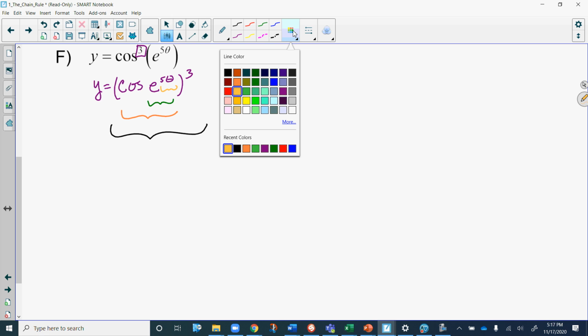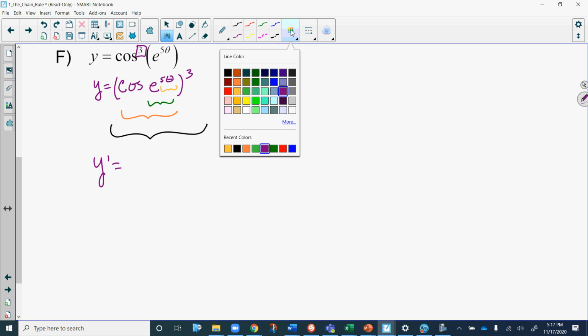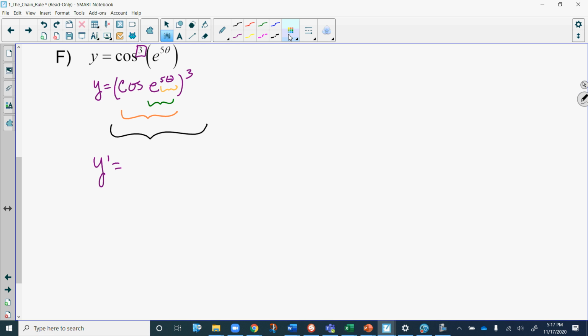So starting us off, let's get y prime. So starting us off is the derivative of the whole thing, which I'm going to do in black. The power rule for this one is simply going to be 3 times cosine of e to the 5 theta power. That's not 50, that's theta. Quantity squared.